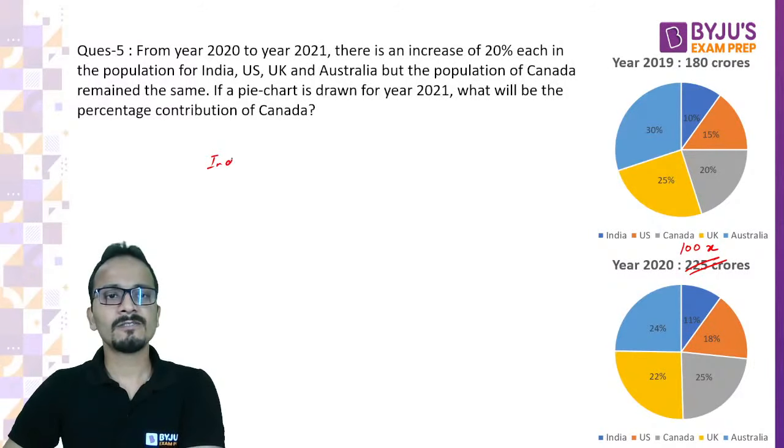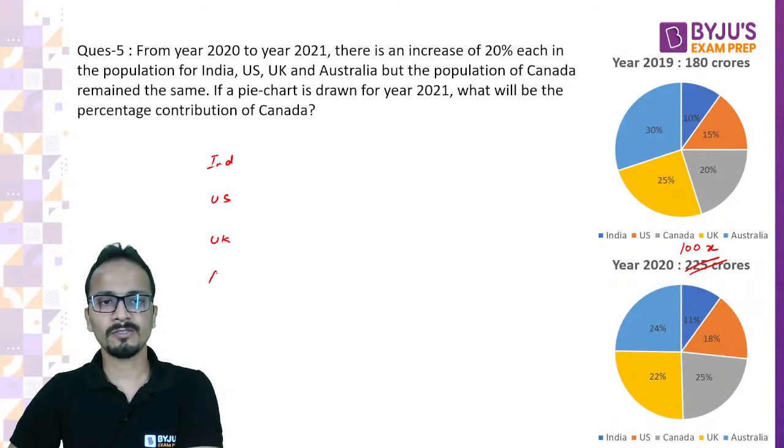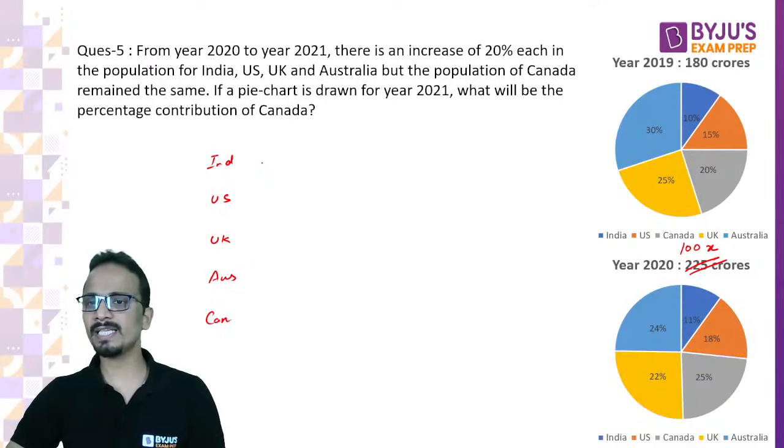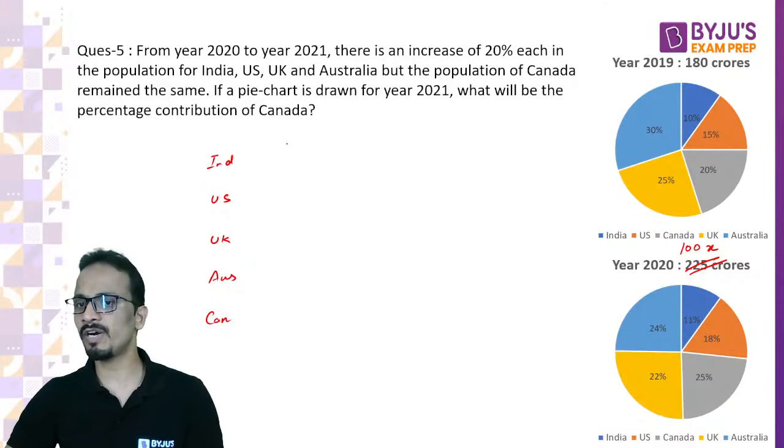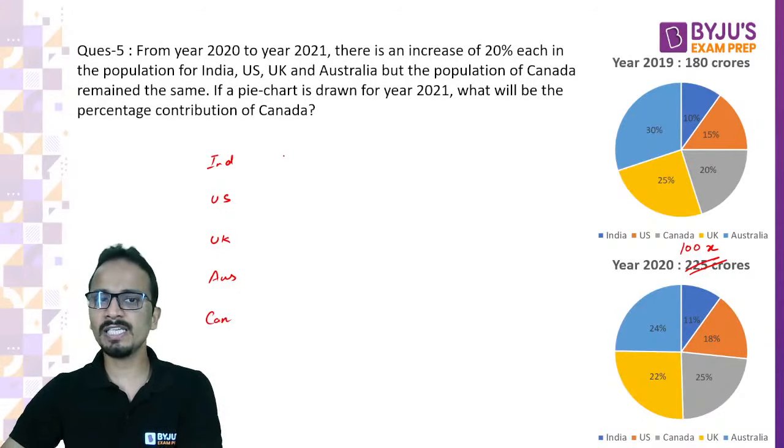India, US, UK, Australia, and Canada. Let's write their percentages. So India is 11%, 11% of 100x. So obviously it will become 11x.